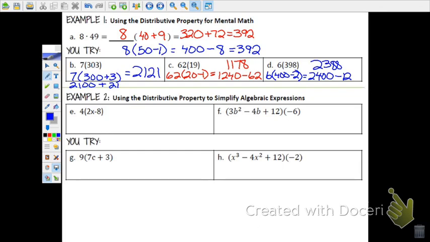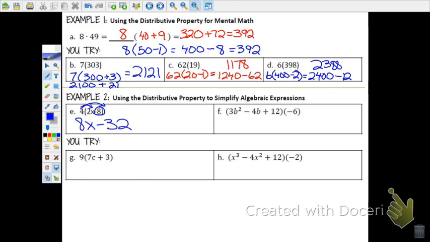In example 2, we're working problems that we would typically see in algebra using distributive property. So my 4 in front needs to distribute. 4 times 2x is 8x. And then I'm distributing to a negative 8. 4 times negative 8 gives me negative 32.